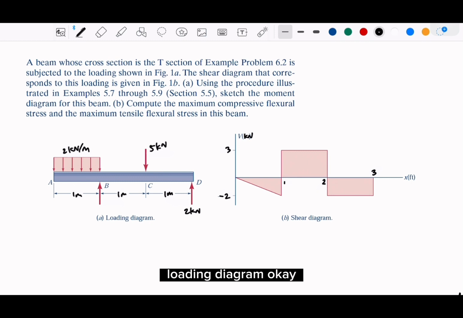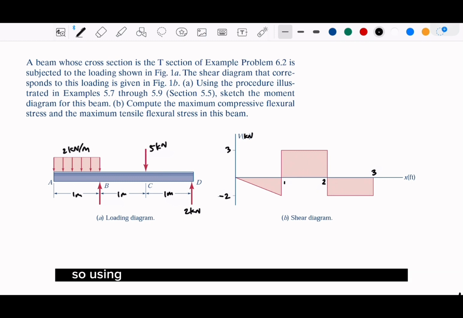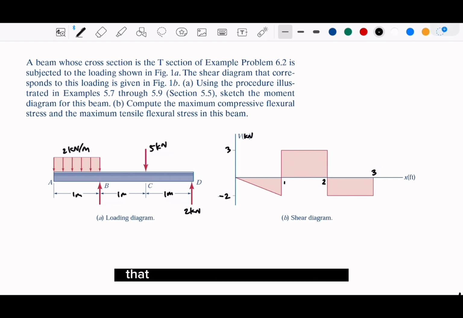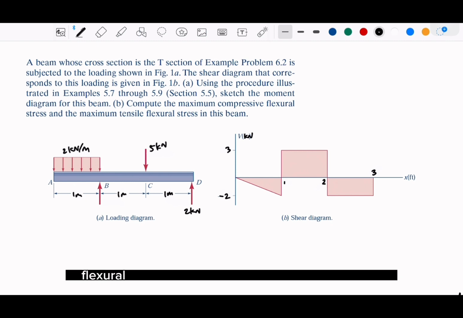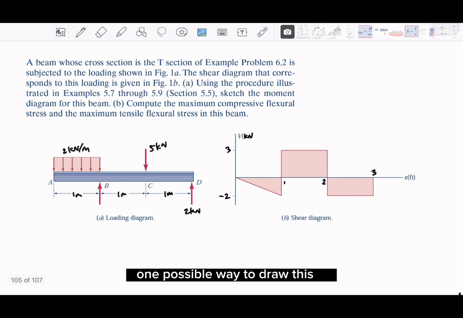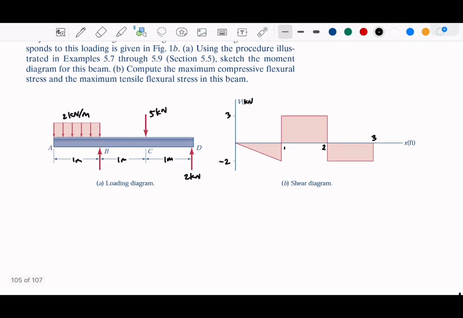Loading diagram, okay. So using the procedures from the previous one, sketch the moment diagram, that is basically what we have done, and then compute the maximum compressive flexural stress and maximum tensile flexural stress. So one possible way to draw this is, let's take this downside.